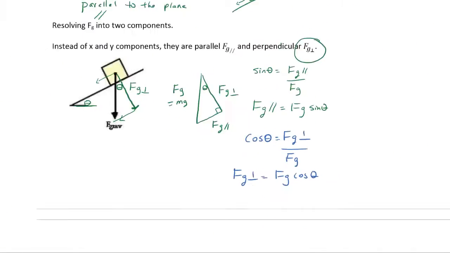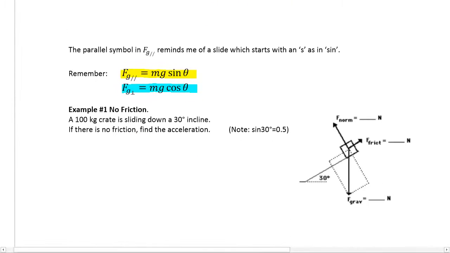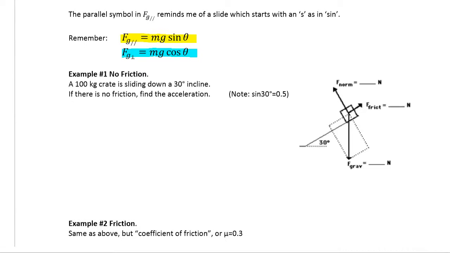Okay, so let's try a question with actual numbers in here. So we'll go to example number 1. It says a 100 kilogram crate is sliding down a 30-degree incline. So here is our incline, right? This is the 30-degree part. And so this 30 degrees will also be here. And it says if there is no friction, find the acceleration.